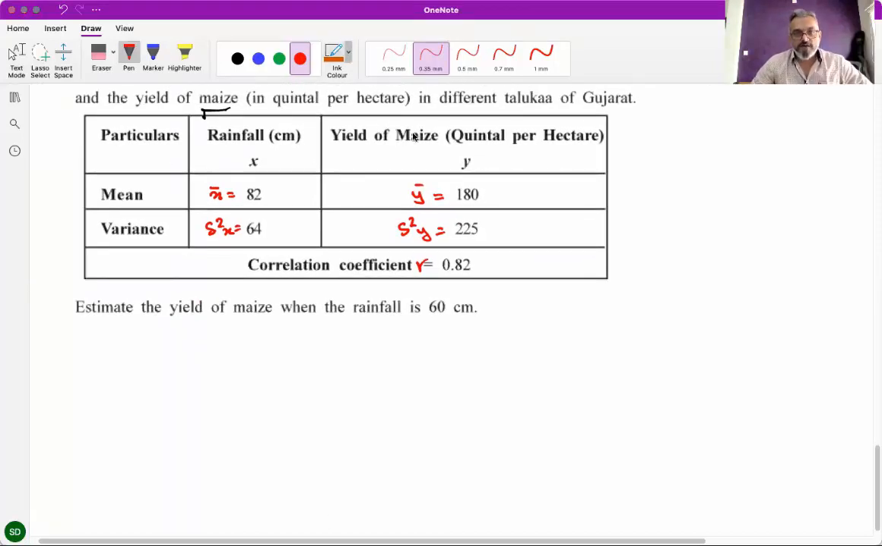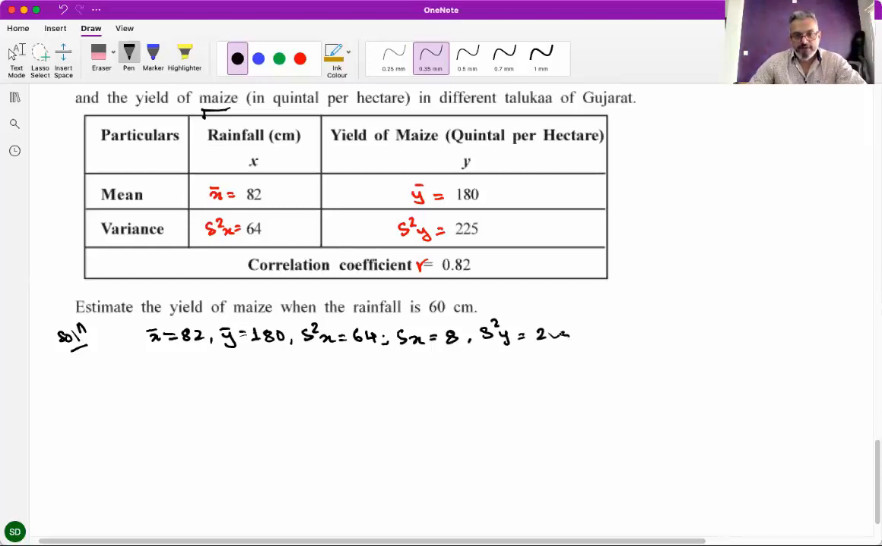So let's not worry about this sum. It's a simple sum. Let's start writing what is given first. So x bar is equal to 82, y bar is equal to 180, s square x is equal to 64. So standard deviation of x is equal to 8, 8 eights are 64. S square y is equal to 225. So standard deviation of y is under root 225, that is 15, and r is equal to 0.82.